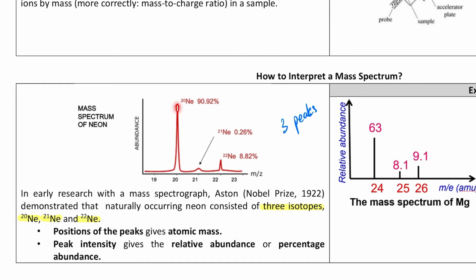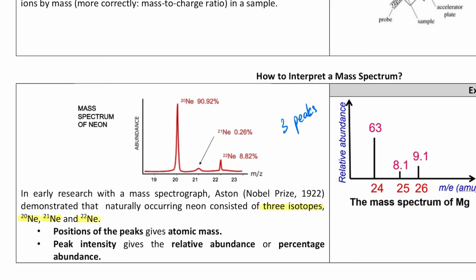Position of the peak. For example, peak yang tinggi ni berada dekat sini. Position dia berada dekat number 20, so maksudnya peak ni, atomic mass dia adalah 20. Kalau yang ini pula, since dia berada dekat-dekat dengan 21, so 21 lah. Ini dekat dengan 22, so 22. Dia bergantung pada graph tu juga.